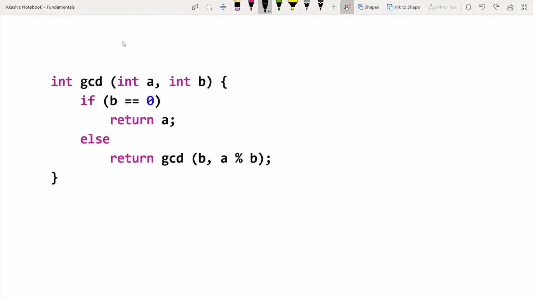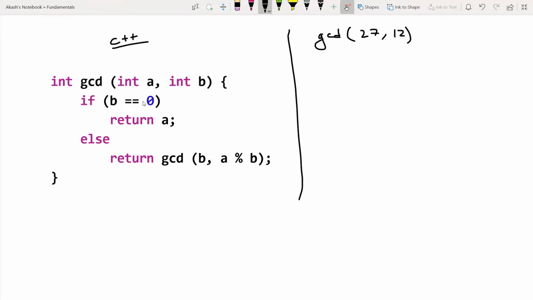So this is the code. It is written in C++. This code also works for C, and most probably it will also work for Java. So what I am doing here is exactly what I had discussed before. Let's take the same example. Suppose we have to calculate the GCD of 27 and 12. So A is 27, B is 12.